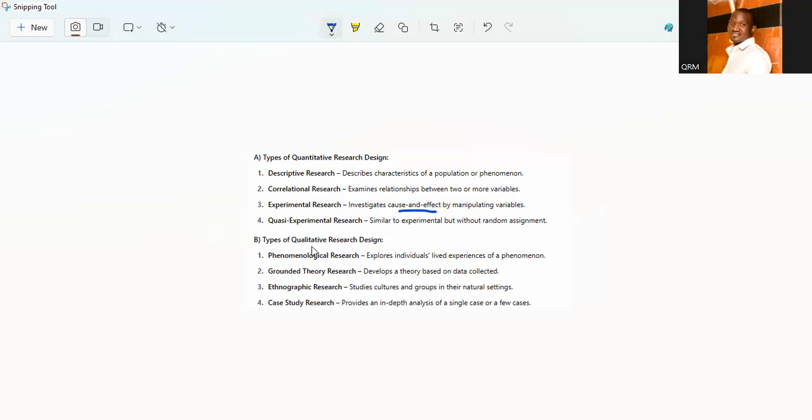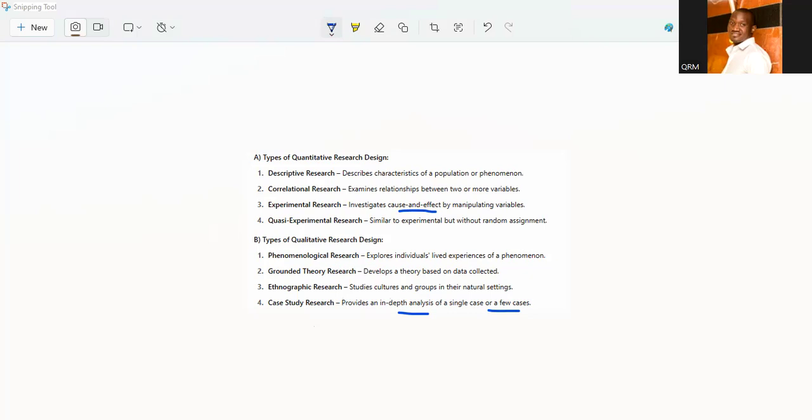Then we look at the types of qualitative research designs. Phenomenological, which explores individuals' lives lived in a phenomenon. Grounded theory, which is developed based on a theory or on data collection. Ethnographic, it studies cultures and groups in their natural settings. And we also looked at a case study, which provides an in-depth analysis for a single case. So these are the research designs that pertain to particular researchers. Okay.